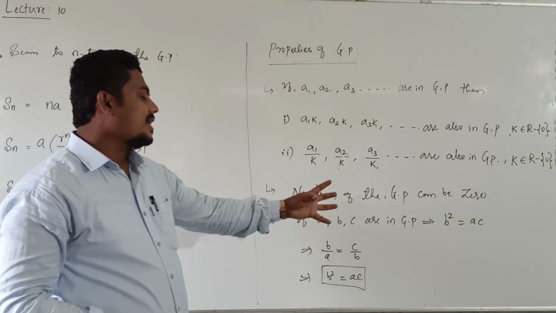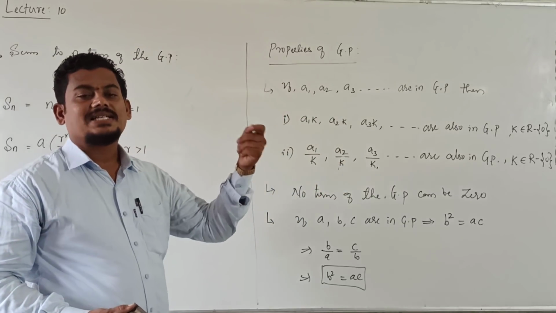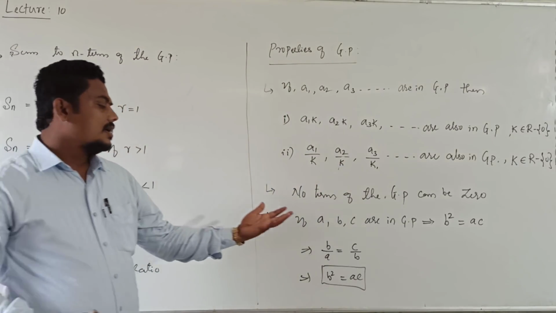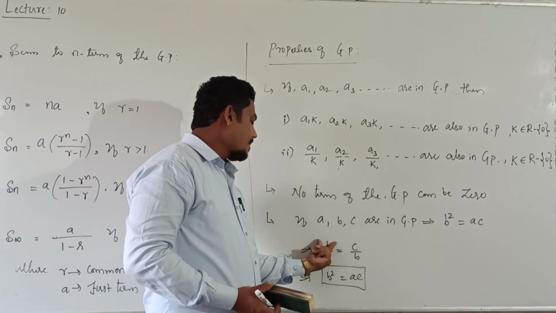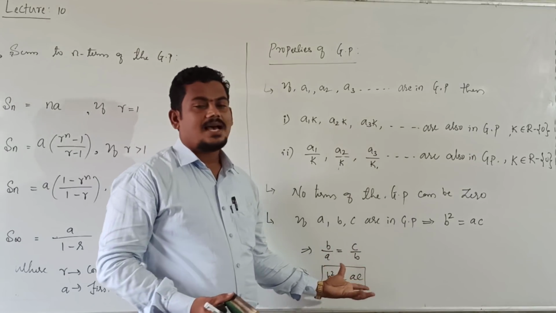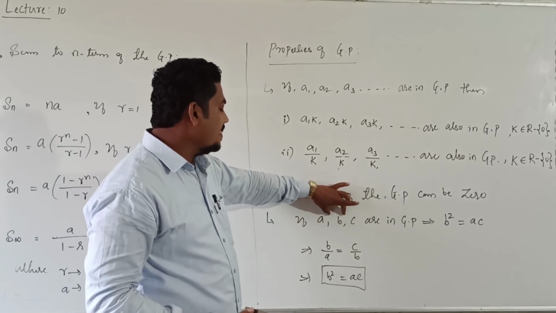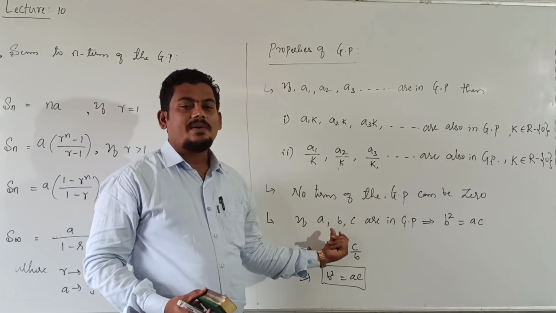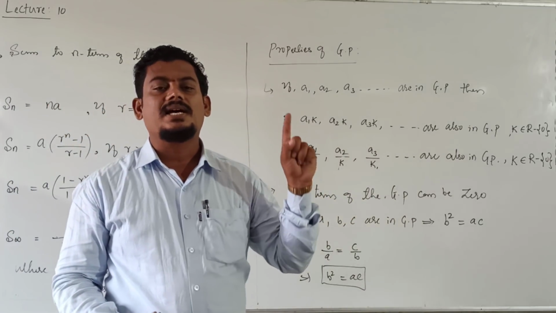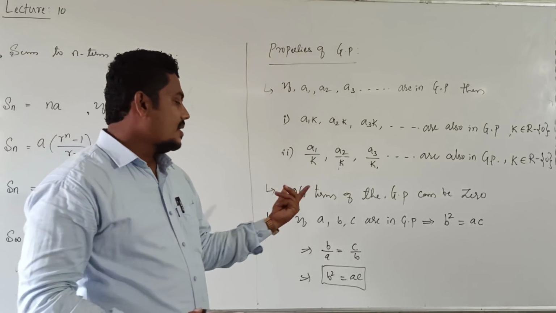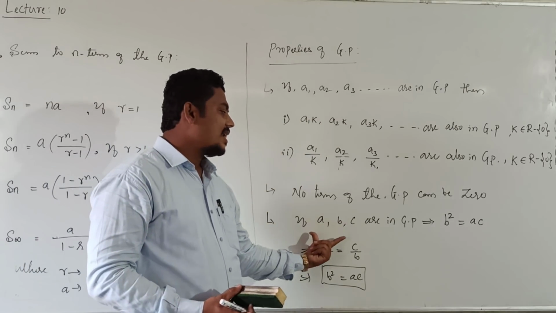If three numbers are in GP, then the middle term whole square is equal to the product of the first term and the last term. Our concept is that the common ratio is the same. B by A is the same as C by B. On simplification, we get B square is equal to AC. This is one of the points.